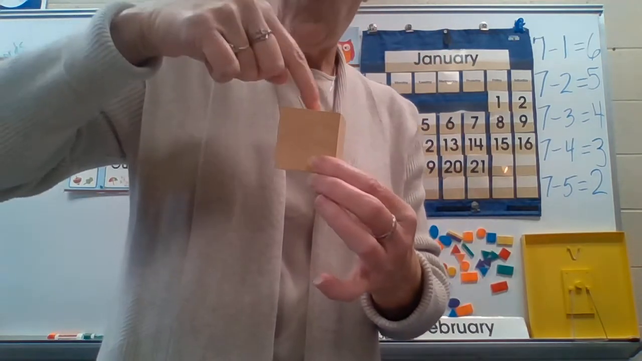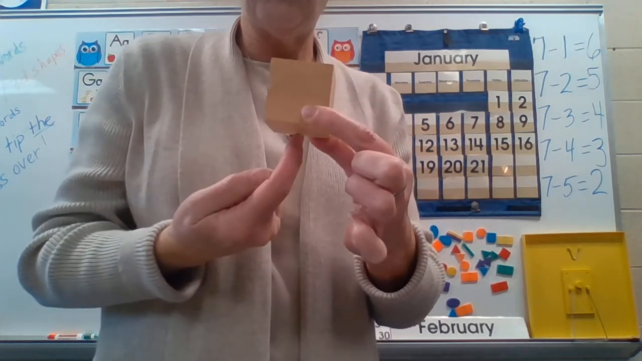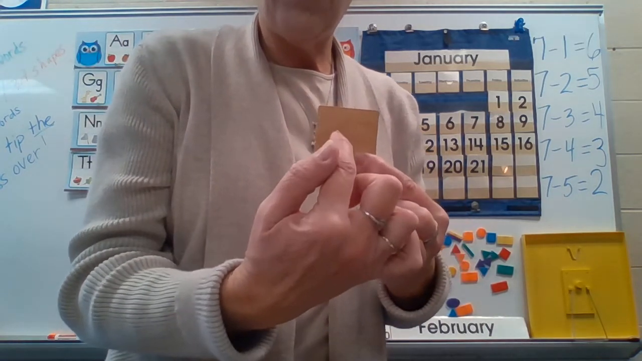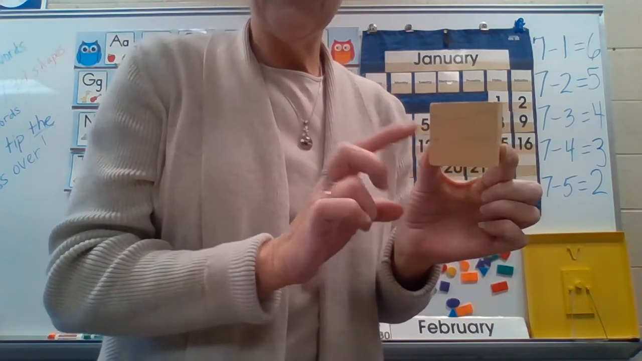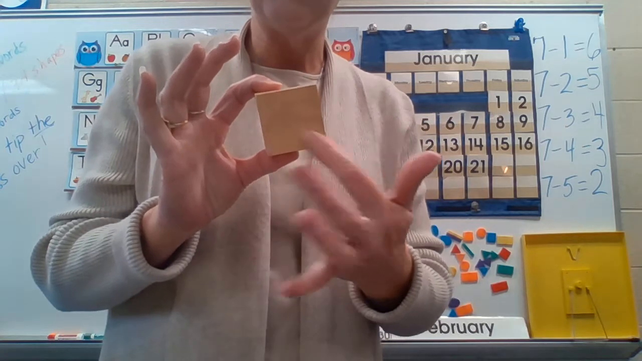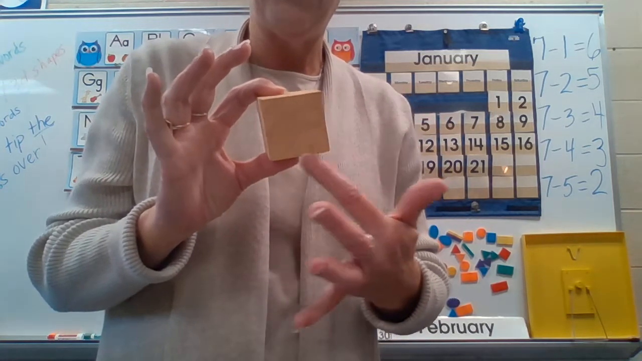So let's see. 1, 2, 3, 4. Now I'm going to count front and back. 5, 6. It has 6 faces. These are called faces, and the face shape is square.